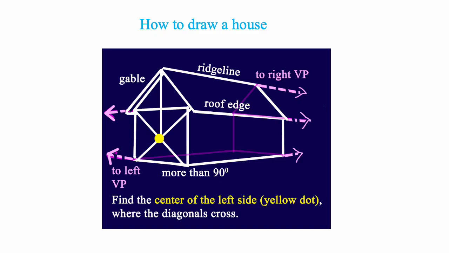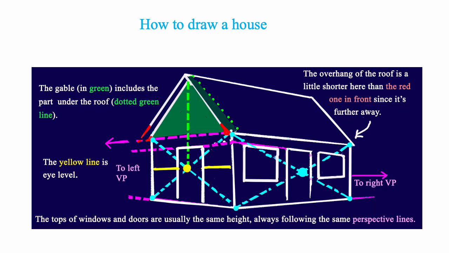When drawing a house in two-point perspective, this lower angle should be more than 90 degrees, especially if it's near eye level, which is probably about here in this picture. The ridge line and the roof line are horizontal, so they converge toward a vanishing point on eye level. Now find the middle of this side using diagonals, and the top of the gable lies above the intersection of these diagonals. The gable includes the part under the roof here.